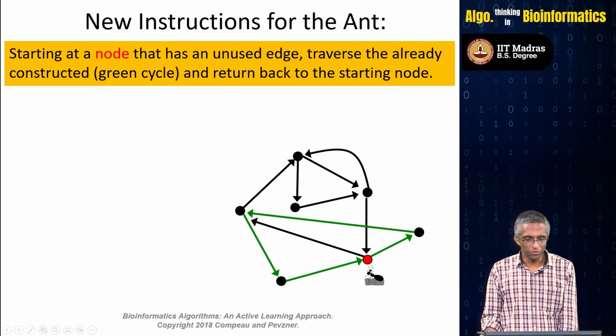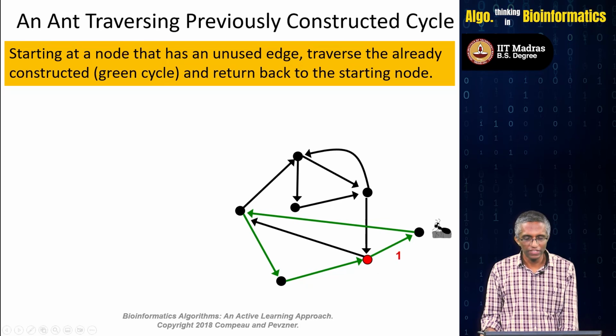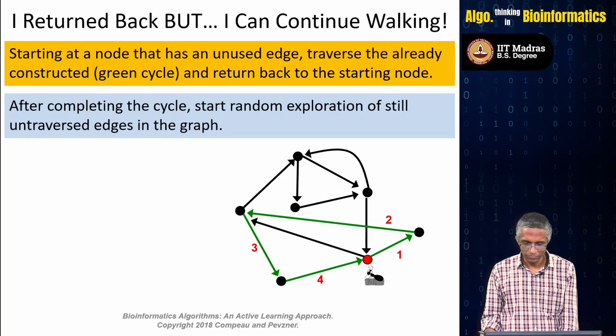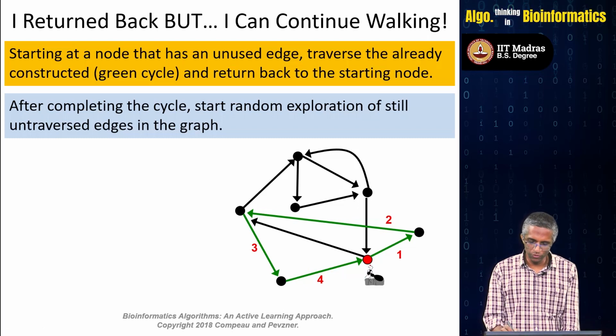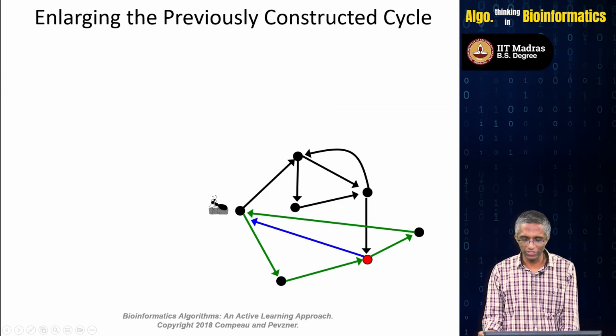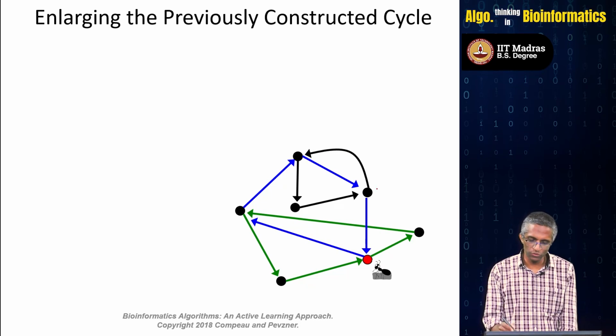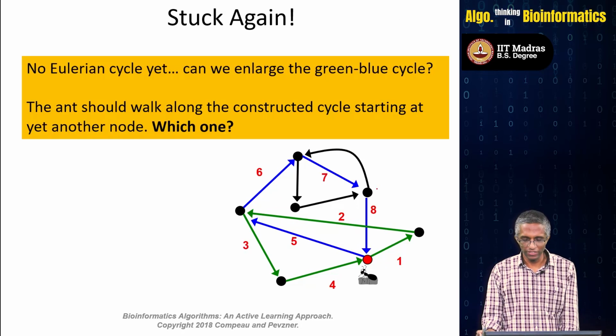So starting at a node that has this unused edge, now we are going to traverse, right? And let's see. If we can go back, there is another edge. So you have now gone from 1, 2, 3, 4. Now you can take the unvisited edge, right? So you can go through this blue edge, and then you can go through here, here, and here, and then you stop here, you are again stuck. And then if you are stuck and there are still some unvisited edges, you can change the red node to something else, right?